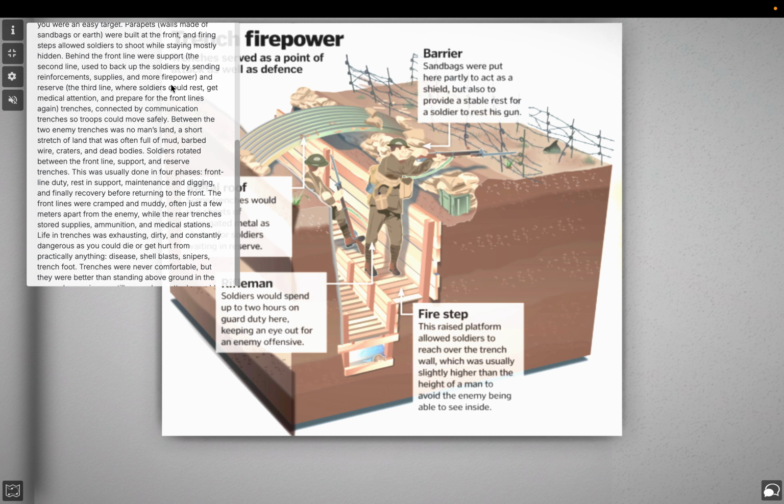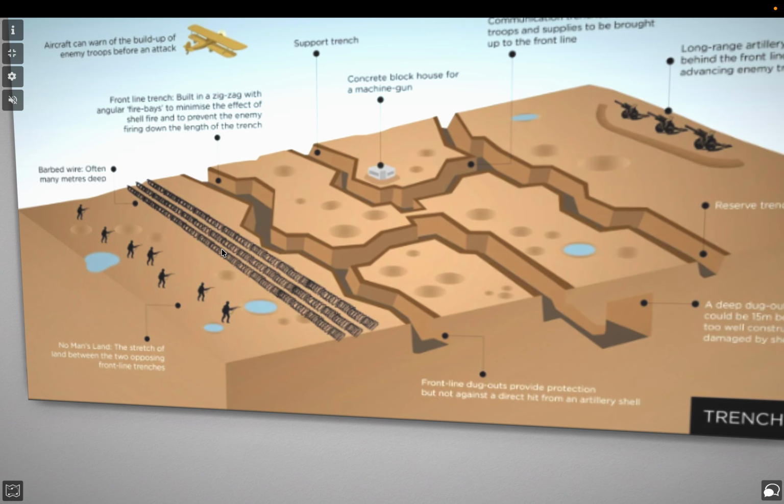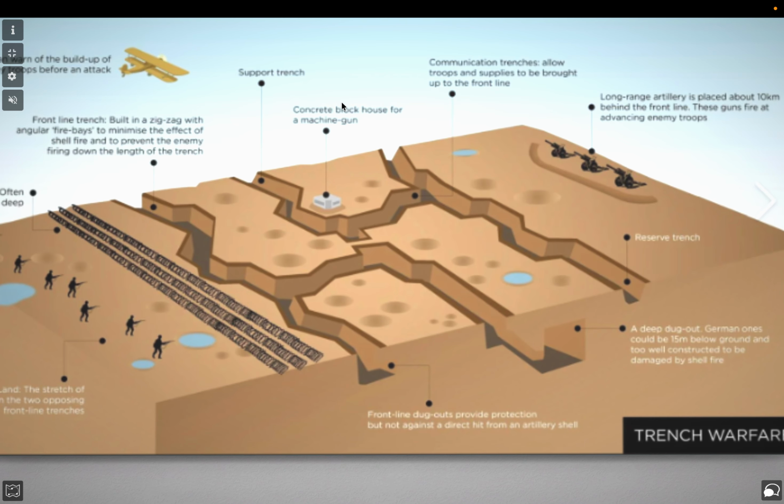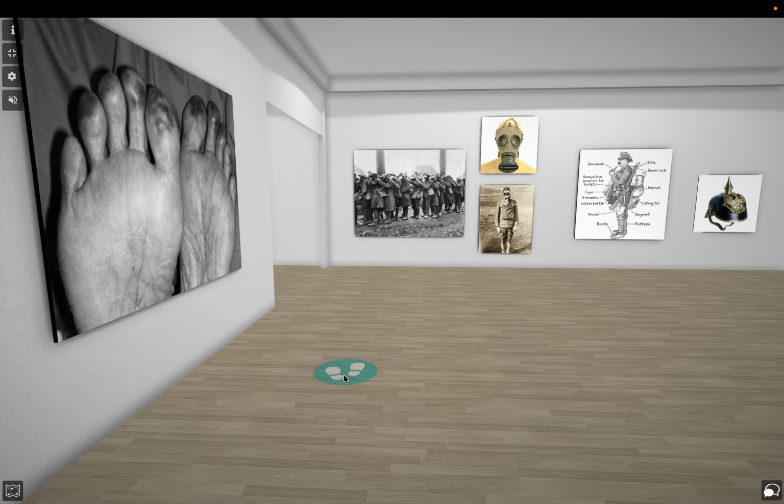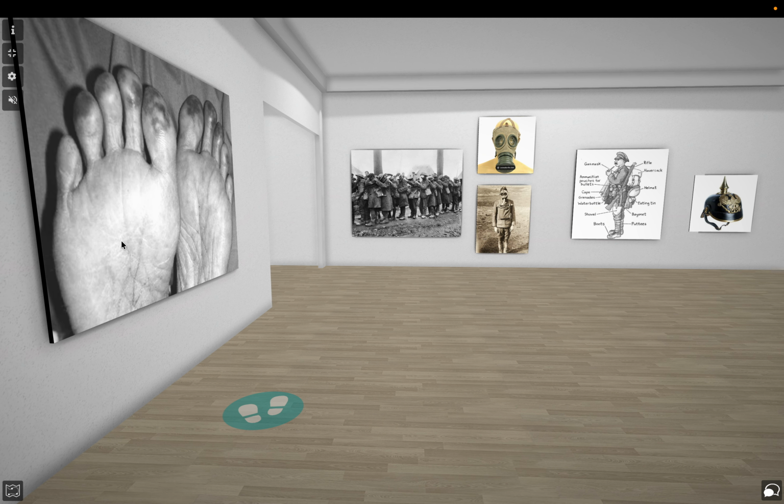So this is no man's land, and they had a bunch of barbed wire so you could catch onto people's uniforms and just stop them from going to their trench. This is the front line where everyone was fighting. Support trench to provide additional strength. And then the reserve trench, which was mostly just for patching people up or just to hold extra stuff.